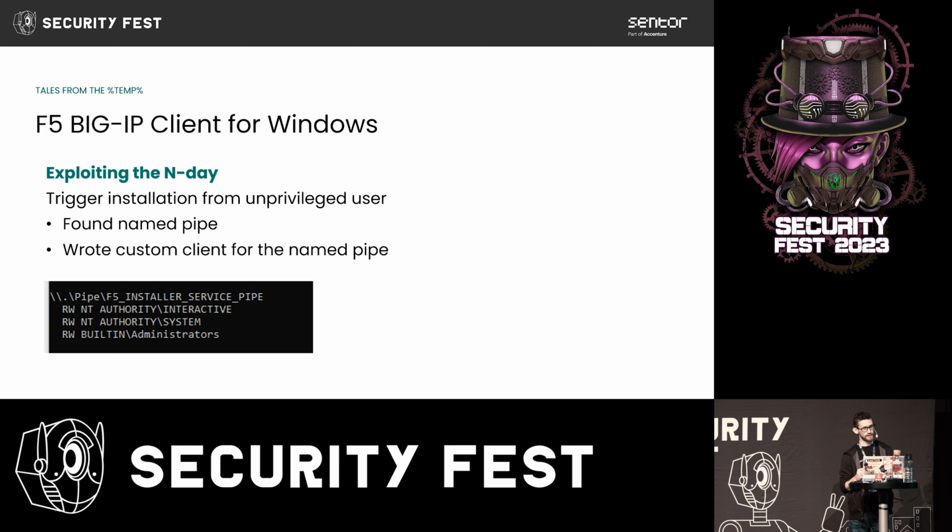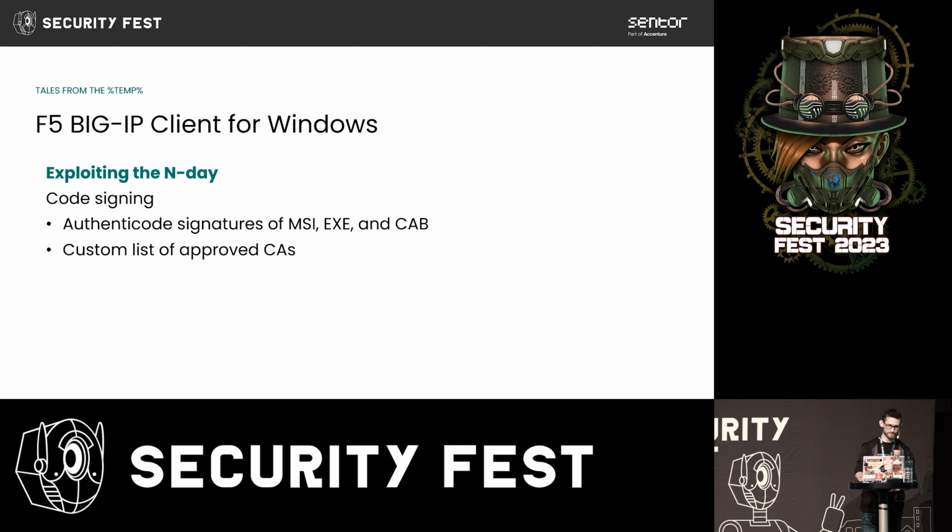So if you manage to exploit a service, for example, you won't be able to talk to this pipe. But if you're Notepad, then you can talk to it. All right. They do code signing. They have authentic code signatures on all their components, and they only approve to install components signed by a short list of CAs, or actually short list of certificates that they have kind of bundled.